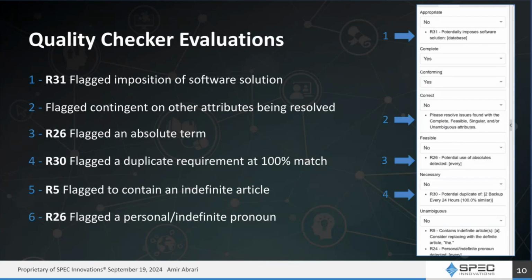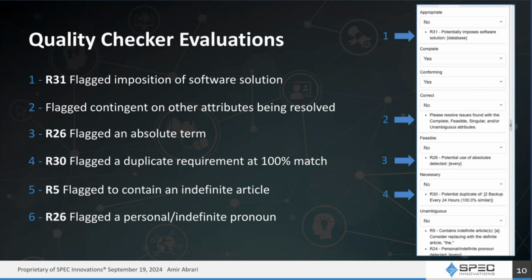Now, it is proper and correct for you to not have duplicate requirements, and this one's a very important feature that we added in combination with the R30 rule set. This mentions the requirement to backup every 24 hours requirement that we have in the same document is 100% similar to the other requirement. Now, why is this important? Our quality checker is now able to flag and identify that there are other requirements in the same document that are 100% similar to one another.